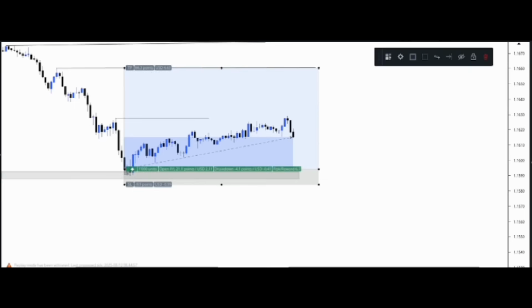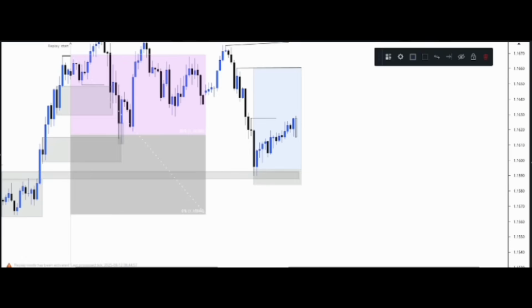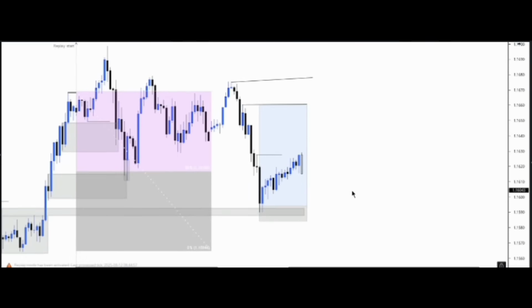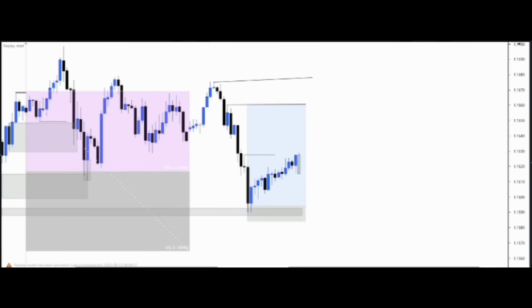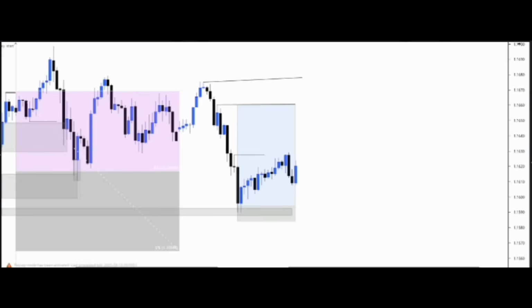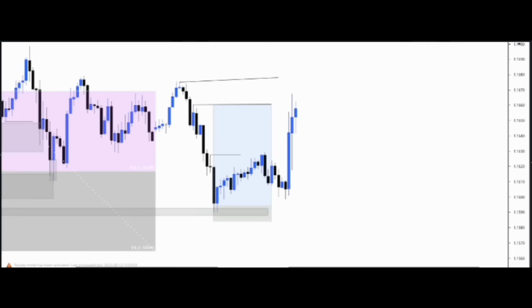Now in this case, I want to go to the 1H so that it can be faster. I don't want the video to be too long, so we can continue to advance price. Boom, can you see that? Second target achieved. Look at it, second target achieved.